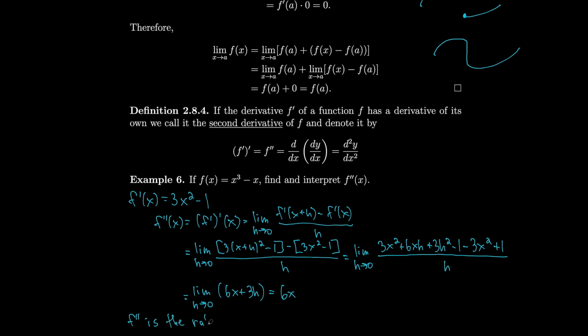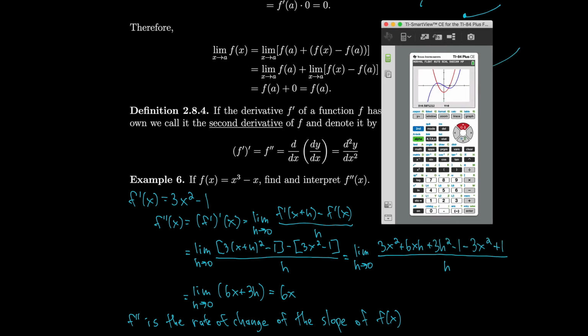It's the rate of change of the derivative, so of the slope of f of x. Instead of being the rate of change of f, it's the rate of change of the slope of f. Let's take a look at this on our calculator.